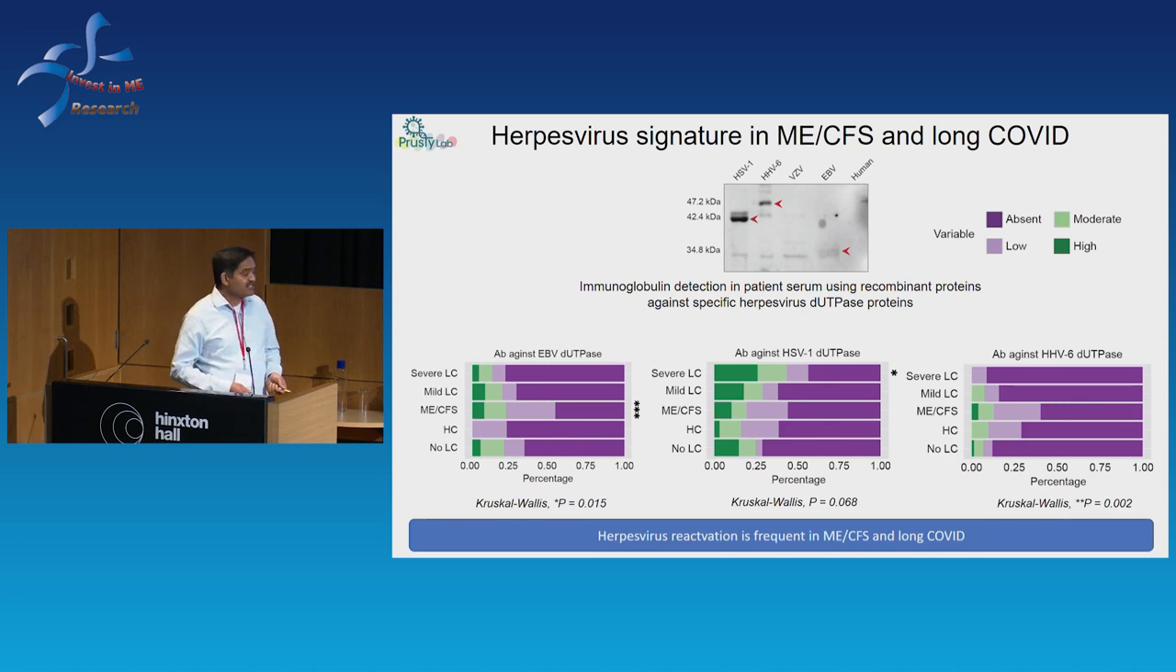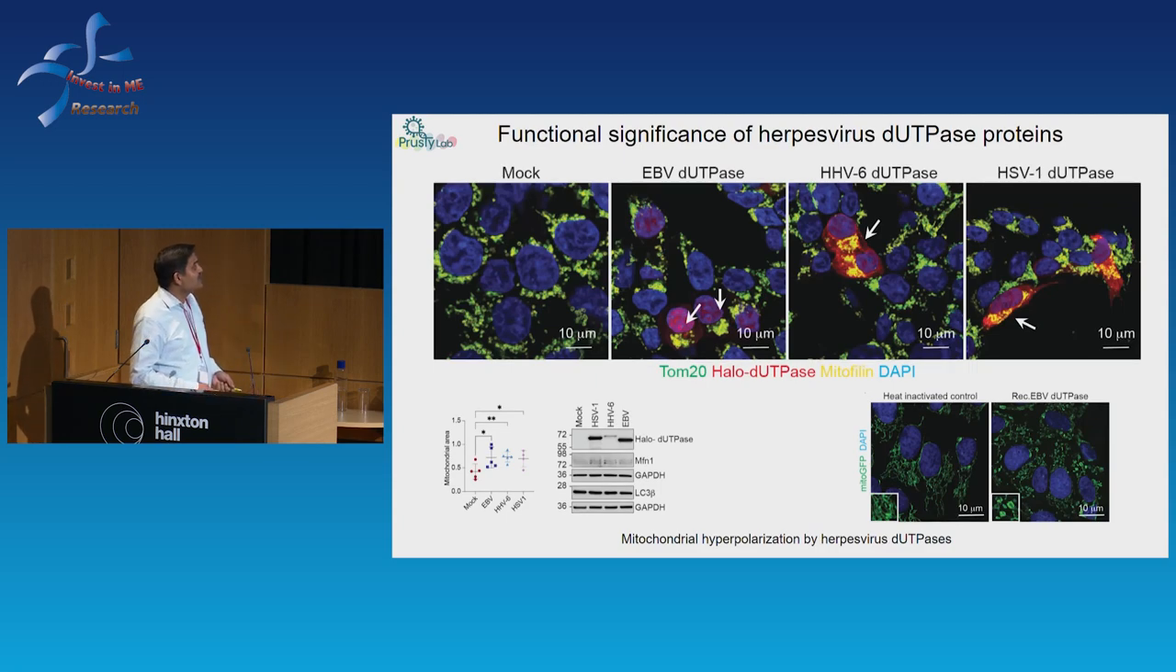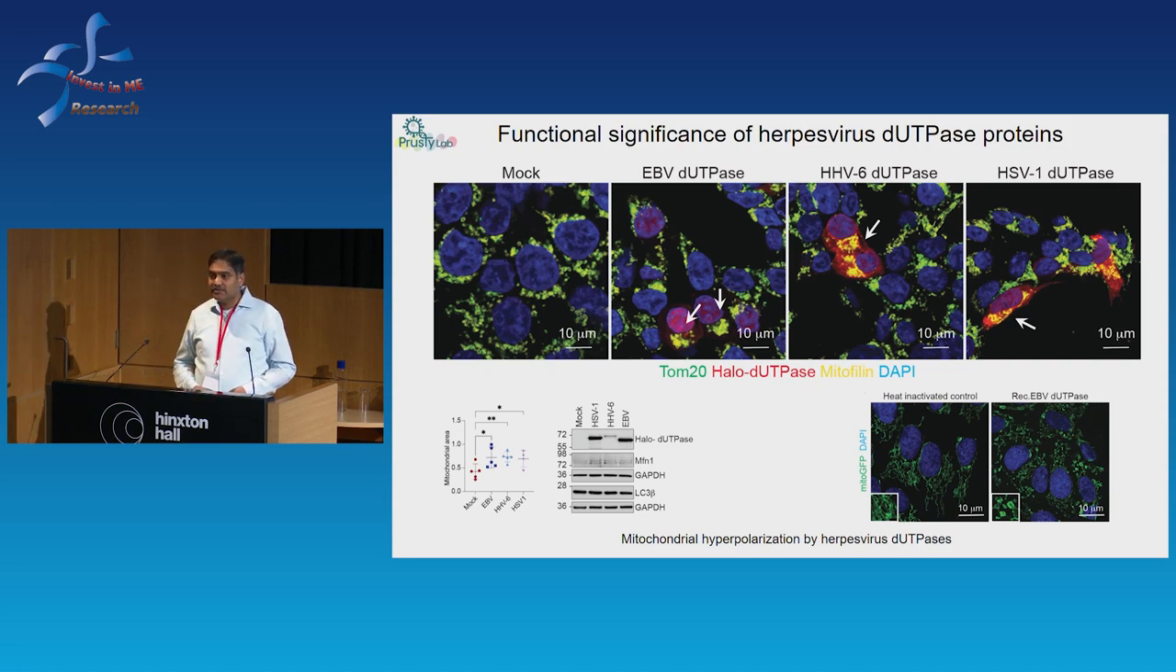The take-home message is that there is frequent herpes virus reactivation in ME/CFS and in long COVID patients, but it is not clear whether it is a contributing factor for ME/CFS or long COVID or not. Now, we try to understand: if there is an IgG response, the virus must have been reactivated. If the virus has reactivated and there is a humoral response against the viral protein, there must be viral protein.